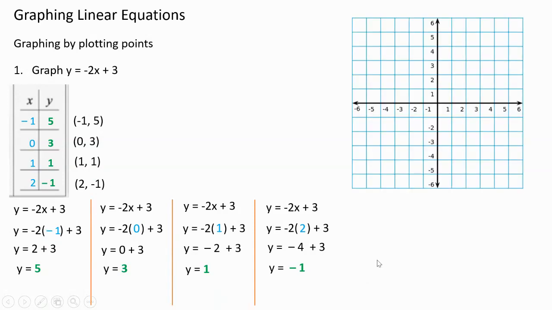Now, we're going to graph it by plotting the points. So -1, 5 will be up here. Then it's going to be 0, 3. Then it's going to be 1, 1. And then 2, -1. And now those points should connect on the line. If not, it means we did something wrong, right? But in this case, everything connects. So all we do is connect all the points, and there's a line.